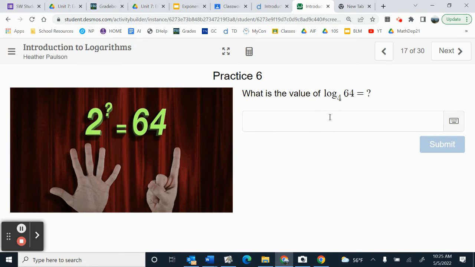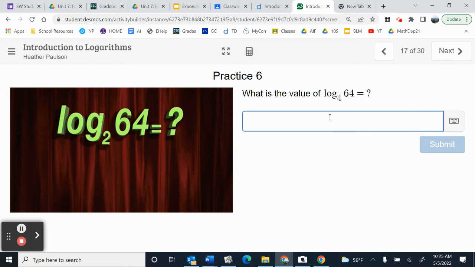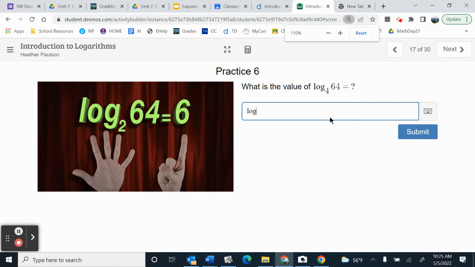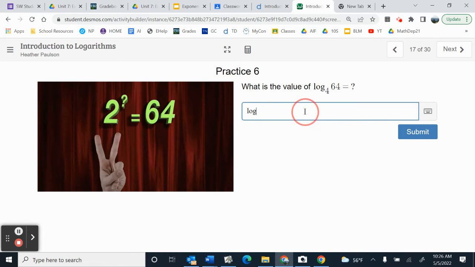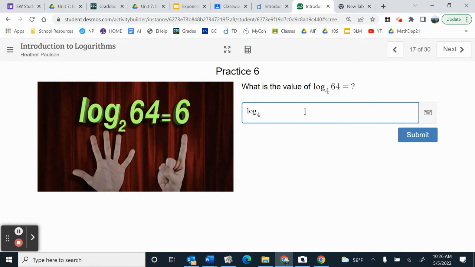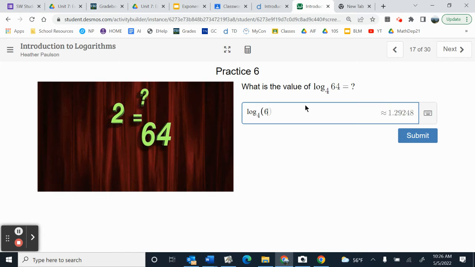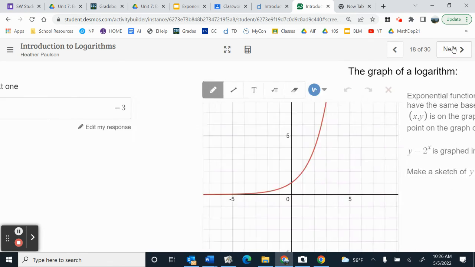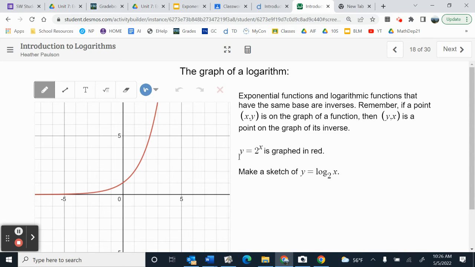And then remember this one, log base 4 of 64 is 3. Here is the graph, and I would encourage you to find some nice clean points on the red curve that we can model for its inverse.